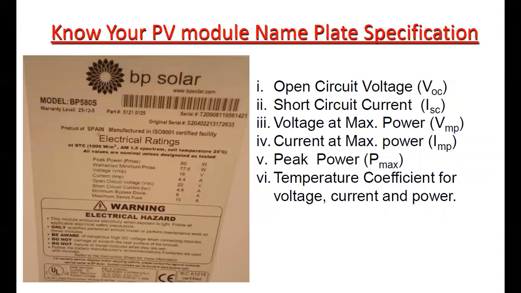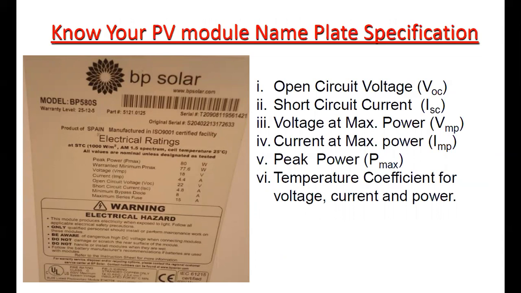And what are the specifications? How can you know the nameplate specification of your PV module? The figure shows a sample of BP Solar electrical ratings. The main ratings of the solar panel are the peak power Pmax, then the voltage at maximum power VMP, the current at maximum power, then the open circuit voltage VOC and short circuit current ISC, and also the temperature coefficients for voltage, current and power can be noted on the panel.